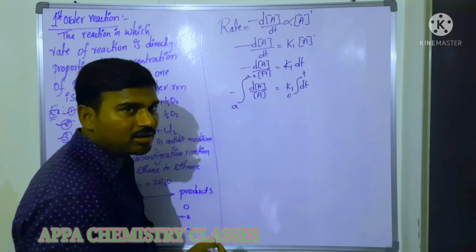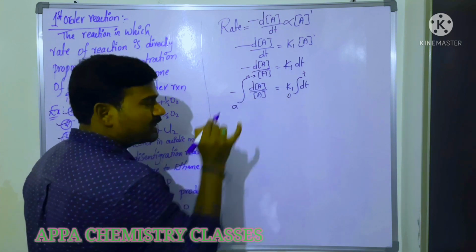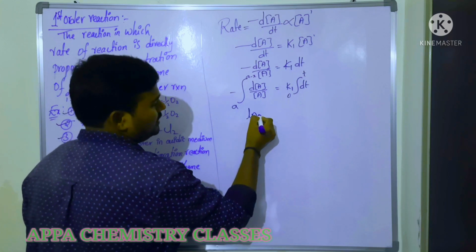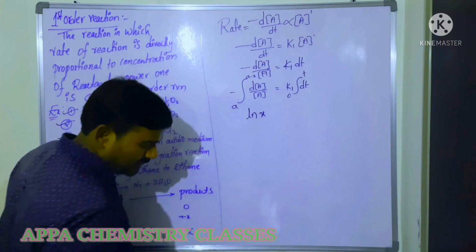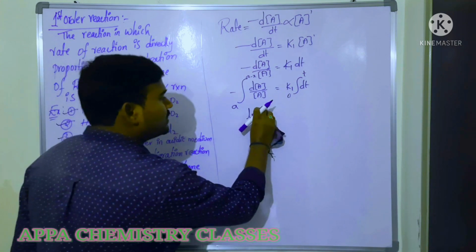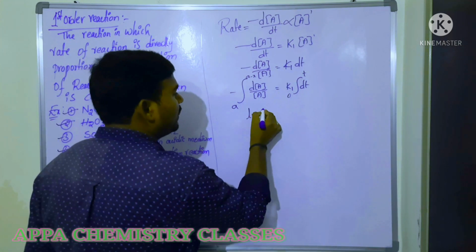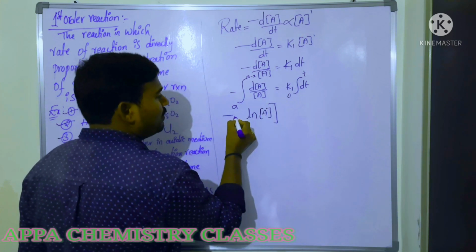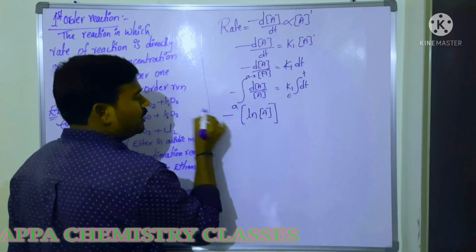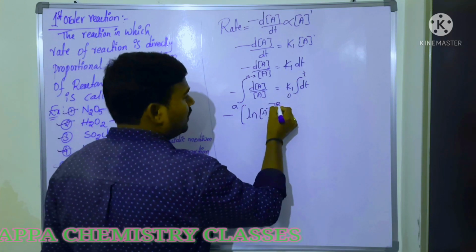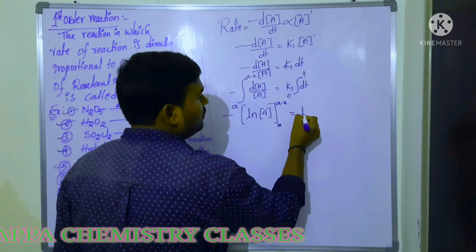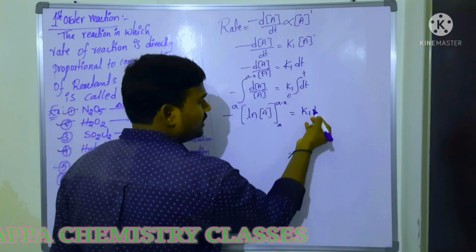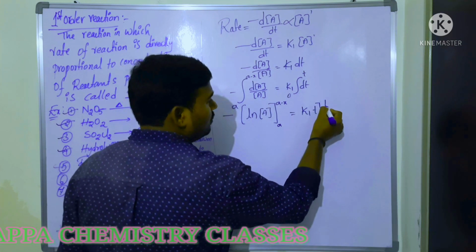Now you see here, integration of 1 by x dx. It is in that form, integration of 1 by x dx. Now we can write it as ln of x. In place of x, A is there. So you write ln of A, and limits we have to apply. Here the bracket is there, don't forget this negative sign here. From A to A minus x is equal to K1 into integration of dx, which is t, with 0 to t limits.